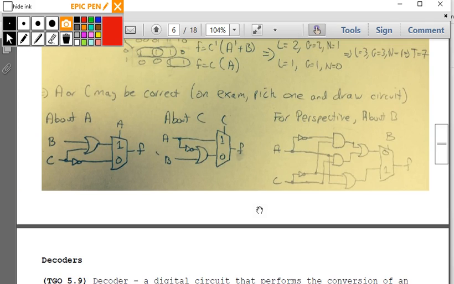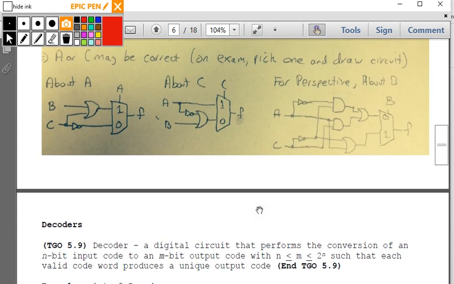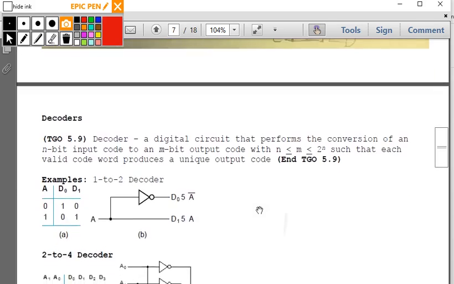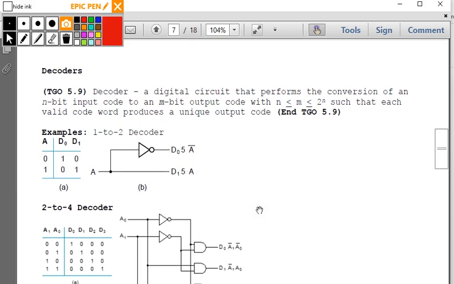Okay, so the last combinational thing I wanted to go over with you before we go back into C to MIPS coding is this concept of a decoder. It dawned on me, especially with designing a MIPS data path, you absolutely should know what a decoder is, so I'm reintroducing it here. A decoder is a digital circuit that performs the conversion of an n-bit input code to an m-bit output code, so that n is less than or equal to m, and m is less than or equal to 2 to the n.